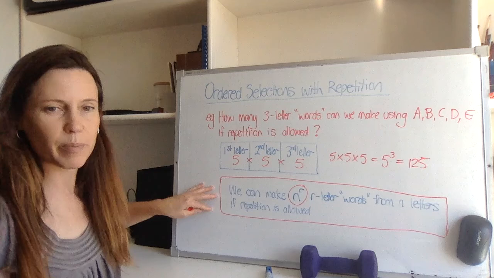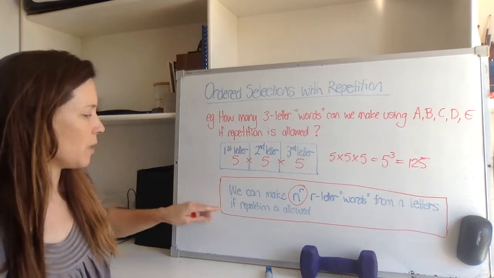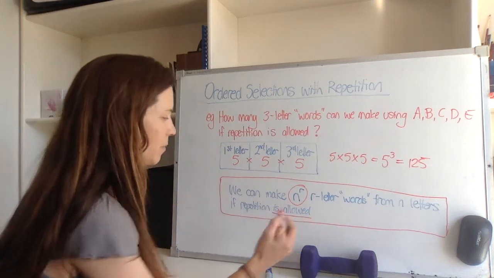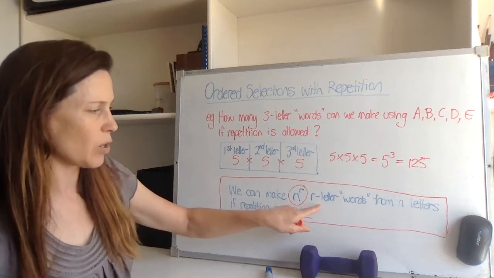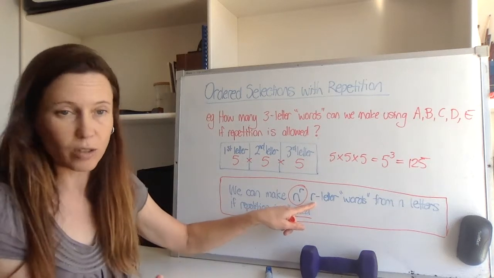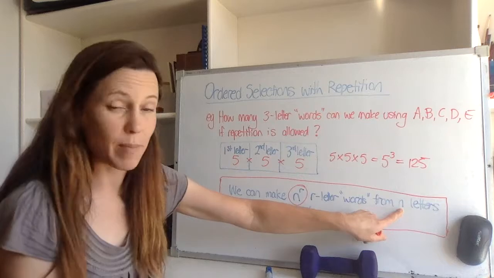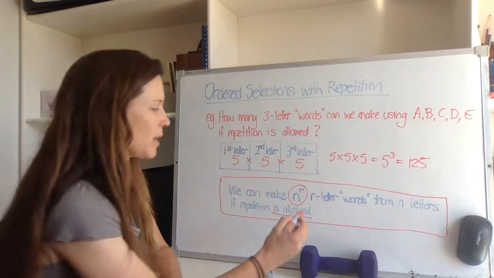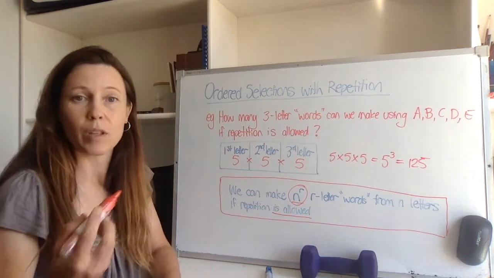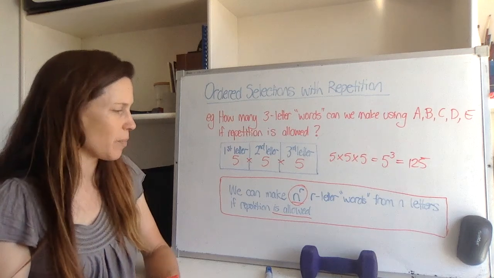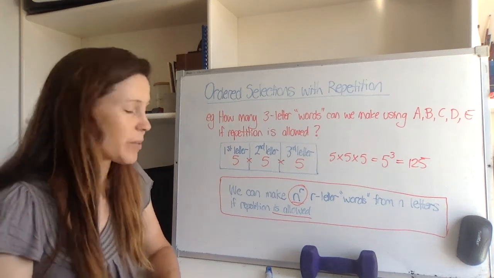So we can come up with a bit of a generalization here, or a rule. If repetition is allowed, and we're making words that are R letter words from N letters, then we can make N to the power of R of them. N to the power R words.